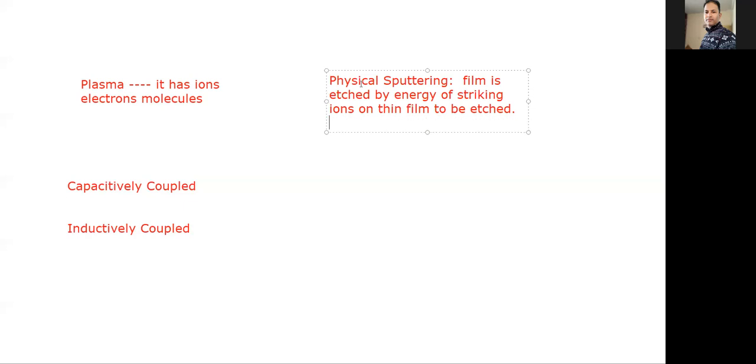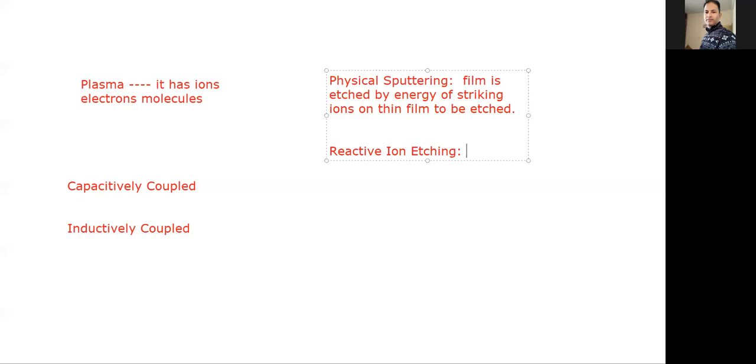So this is one of the methods. The second very common mechanism is reactive ion etching. This is a very common mechanism, and most plasma systems will use this mechanism.